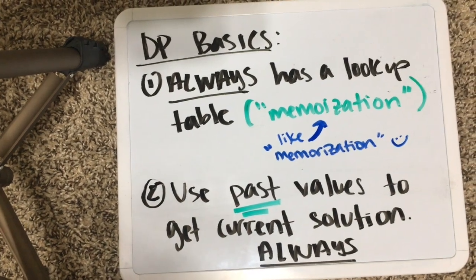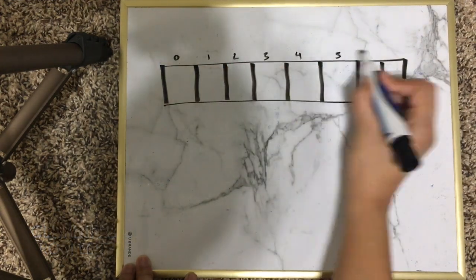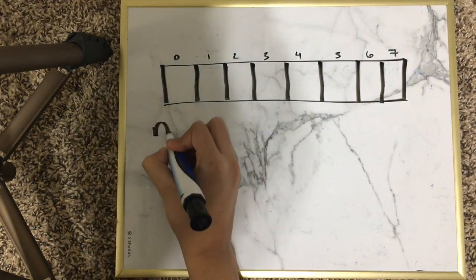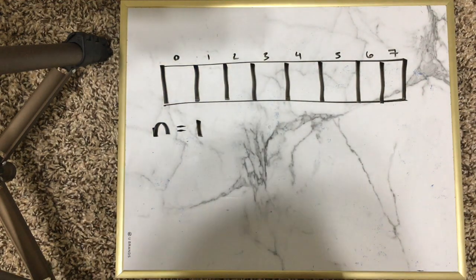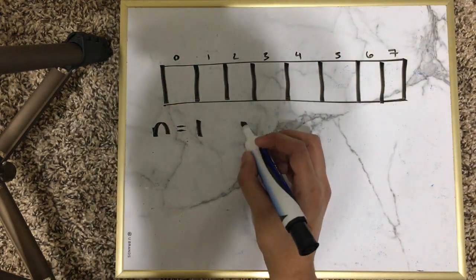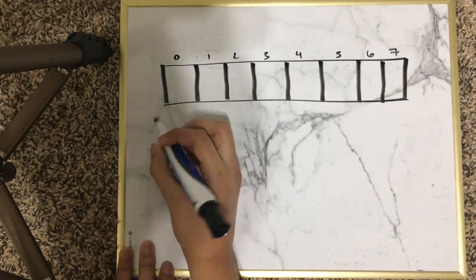Alright, let's go ahead and get started with a problem. So this is from Leetcode. It's called Climbing Stairs. We're going to first make our lookup table. So this is an array, and you want to think about each case. So usually n equals 0 is a case, but the 0 case is a little difficult usually, so I save that till the end.